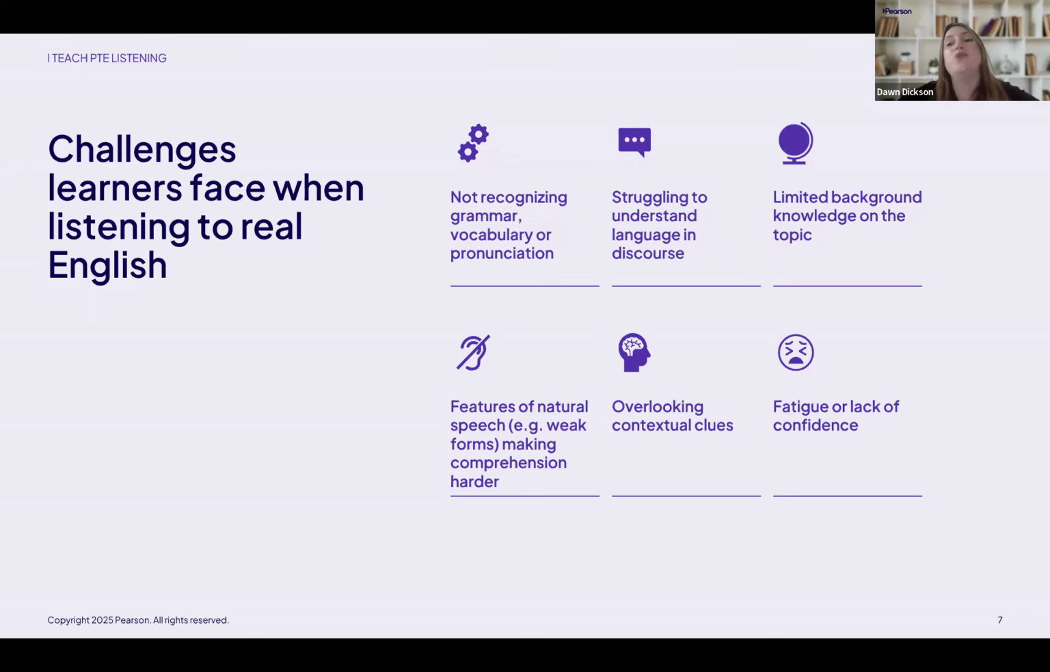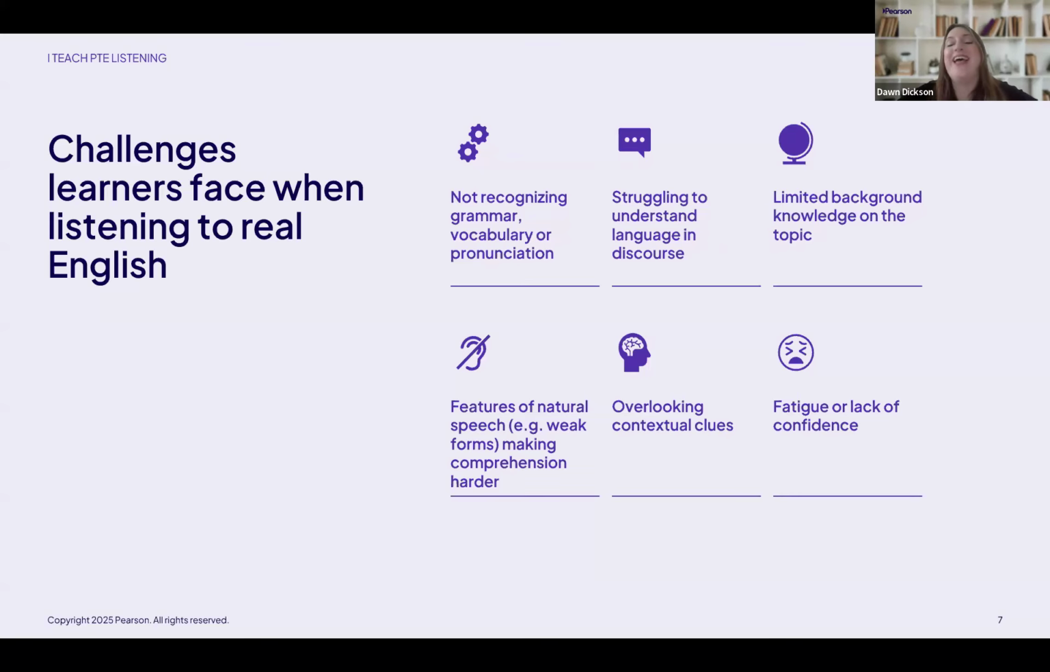The next one I think is quite important. Limited background knowledge on the topic. You could be extremely fluent in English, but if your knowledge of the topic is somewhat limited, then that could also affect your performance if you're expected to comprehend and deduce an answer from what you're listening to. The next one, features of natural speech. For example, weak forms can make comprehension harder at times, and we're going to look at that later on. Overlooking contextual clues can also be a challenge that learners face as well.